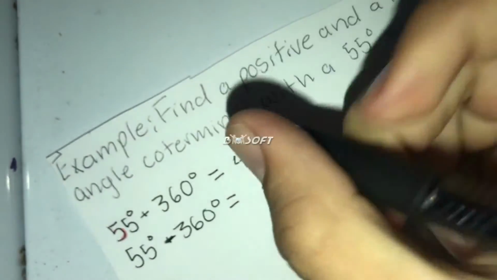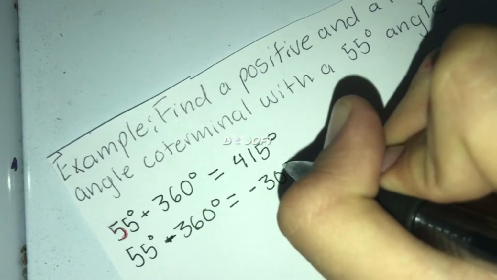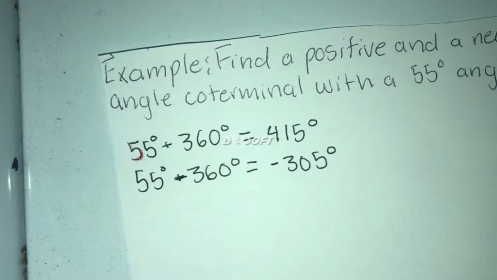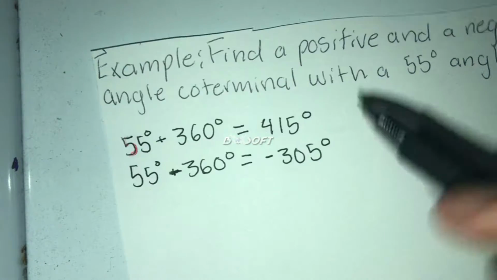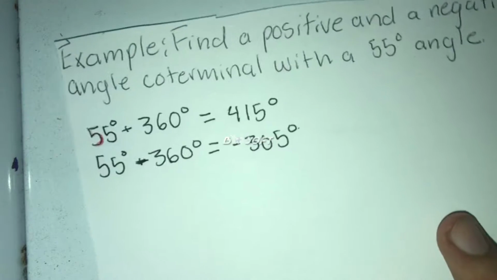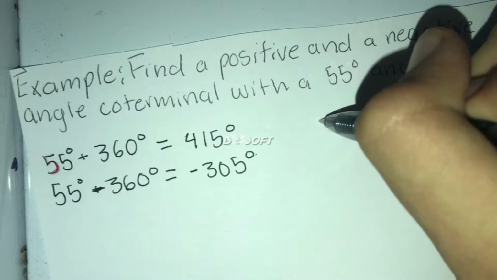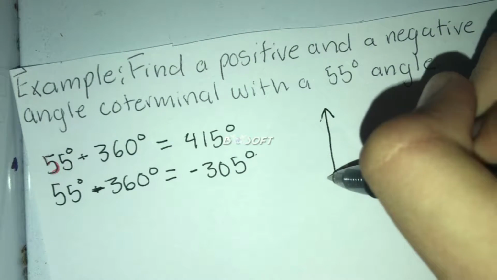So when we do this, we get 415 degrees and negative 305 degrees. So these angles are coterminal with 55 degrees. This is our negative and this is our positive. That is our answer to the first one, and if we wanted to graph this, we can do a graph.